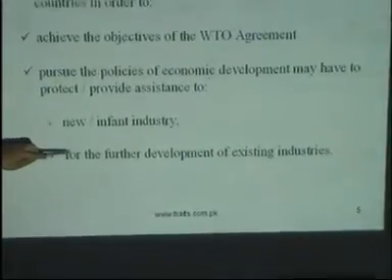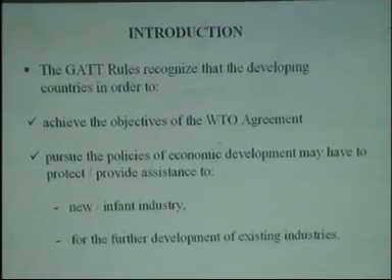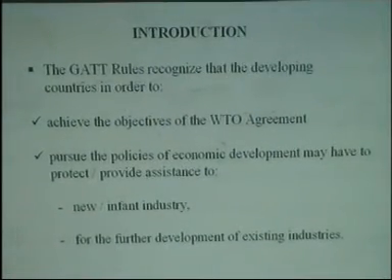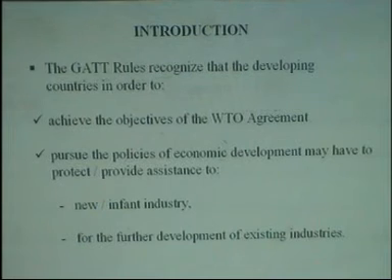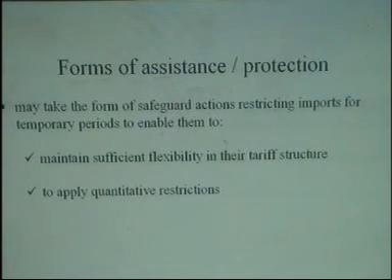And for the further development of the existing units. Now, if there is a unit in Pakistan and you want to expand it, we'll try to see in what circumstances the government can give additional protection to the domestic industry within the framework of the WTO laws and provisions. Next. Now, forms and assistance of protection: it may take the form of safeguard action restricting imports for temporary periods to enable them to maintain sufficient flexibility in their tariff structure and to apply quantitative restrictions.